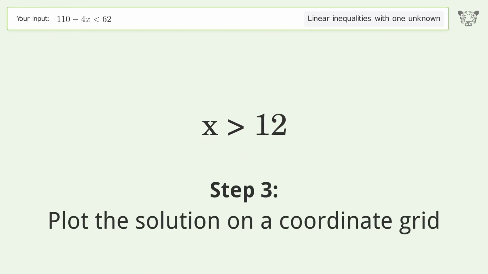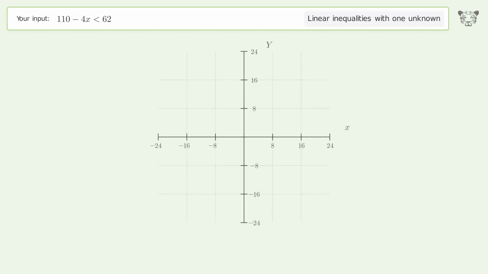Plot the solution on a coordinate grid. And so the final result is x greater than 12.